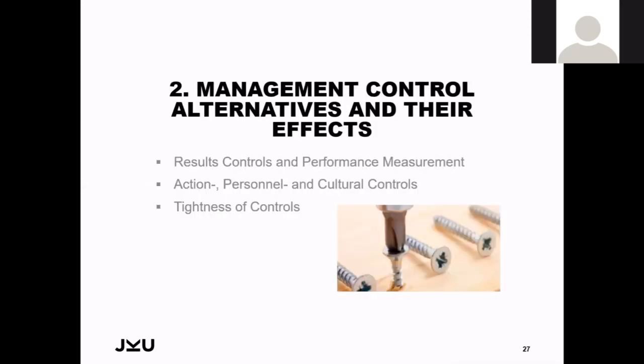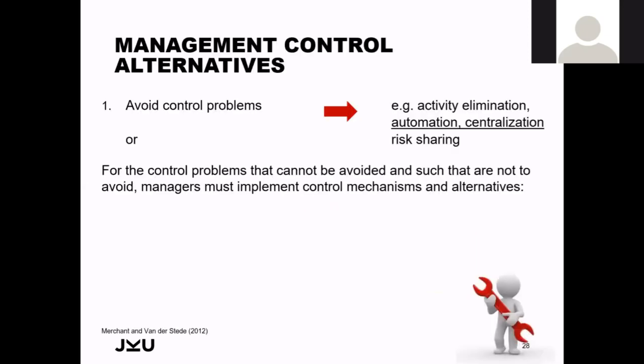In that aspect, we dive literally right into management control systems, and we will talk about the framework of Merchant and van der Stede, which is our main framework for the course, which is result controls as a performance measurement control, action controls, personal cultural controls, and also the tightness of controls. So whenever I use controls, how tight should I apply the control mechanism?